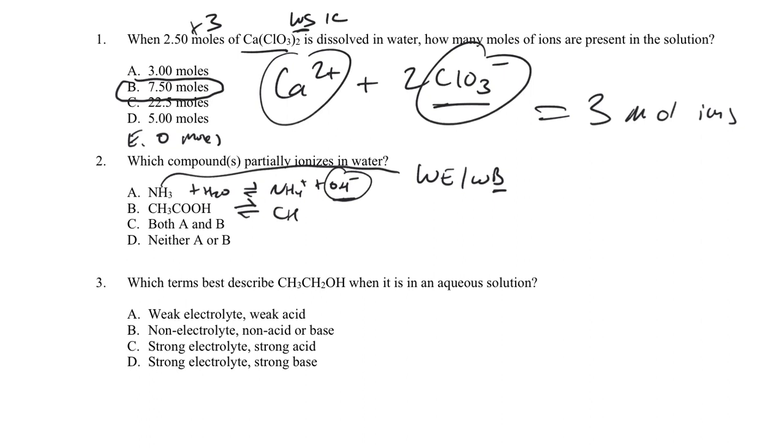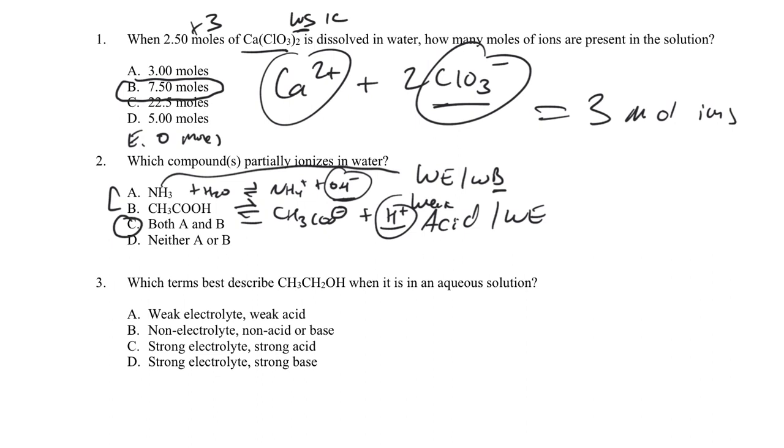Acetic acid in water partially dissociates to acetate and H plus ion. And so the formation of H plus is what makes this an acid, and it does this partially, so this is a weak acid. So it's a weak acid, weak electrolyte. And so both compounds A and B partially ionize in water because they're both weak electrolytes. Weak acid for acetic acid.